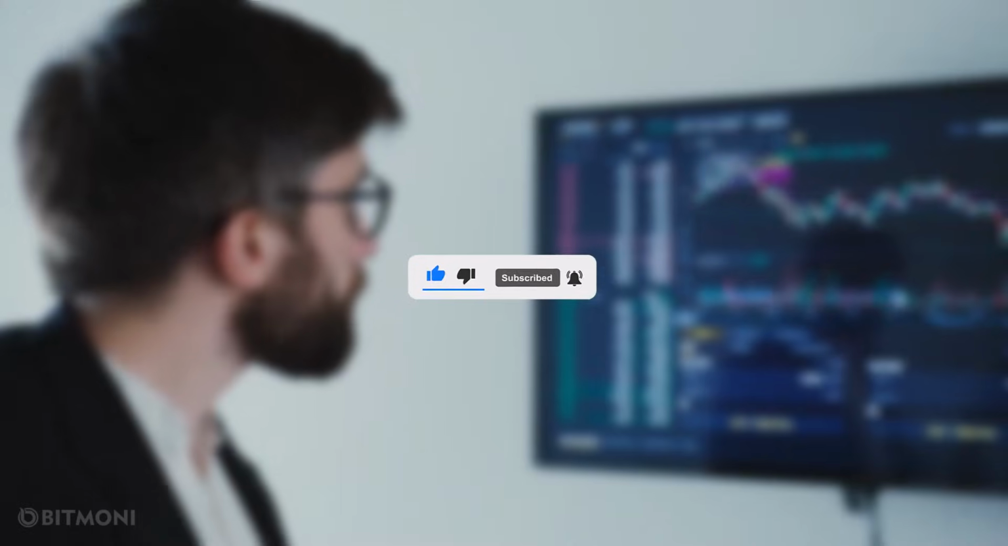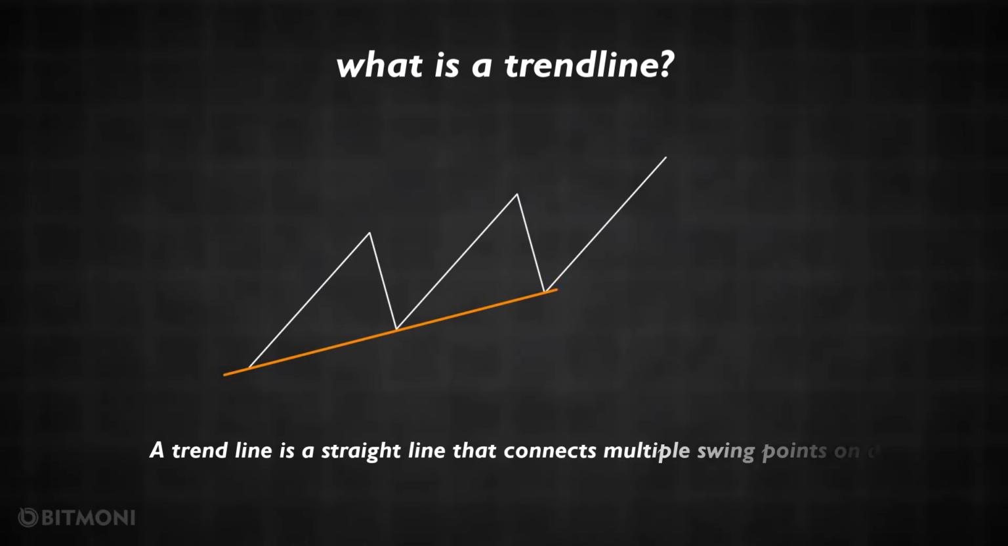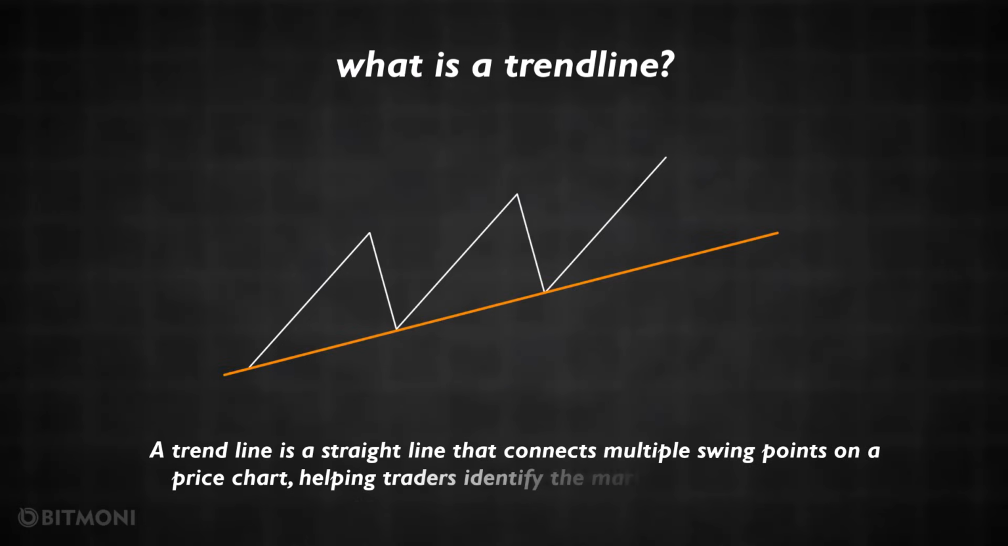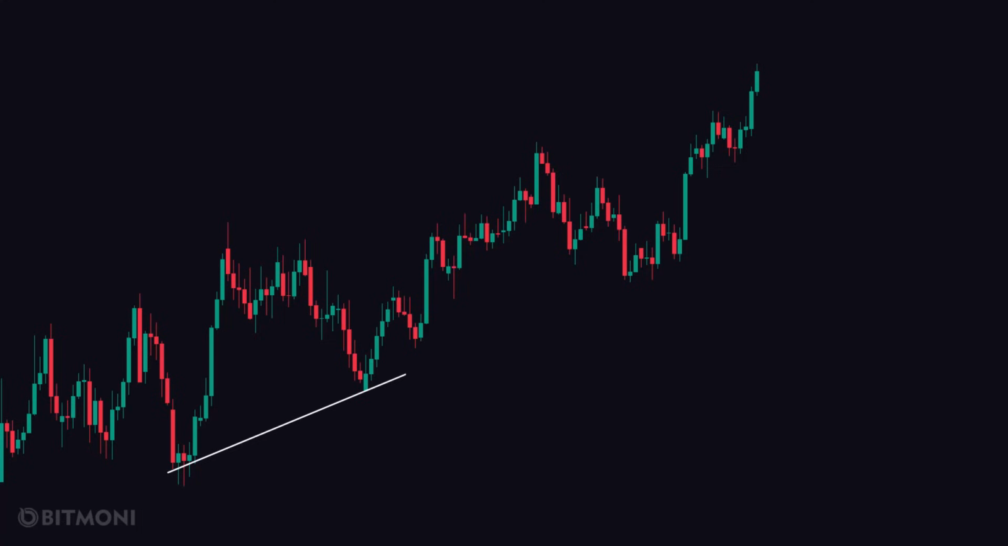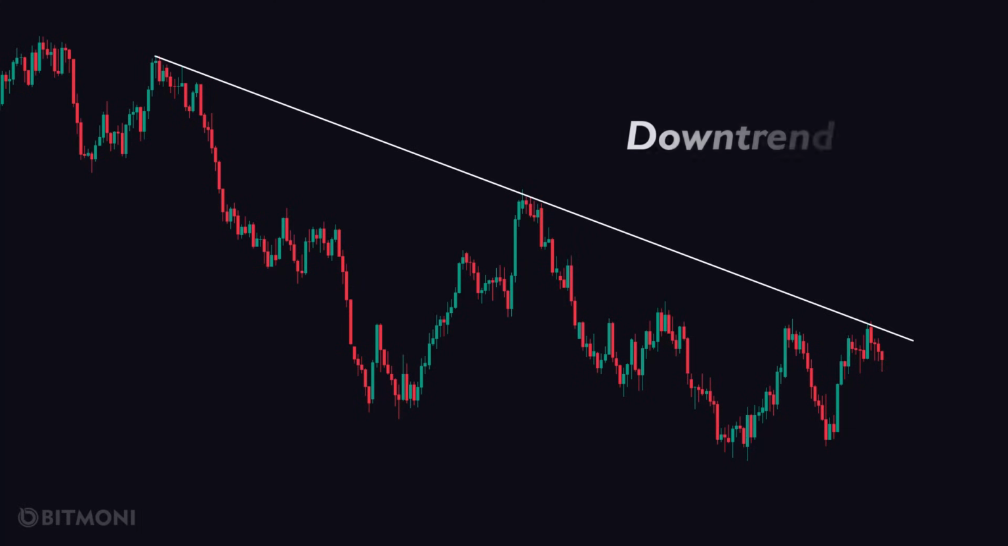Now let's get started. First, what is a trend line? A trend line is a straight line that connects multiple swing points on a price chart, helping traders identify the market's overall direction. For example, if we connect the swing lows and the trend line slopes upward, it indicates an uptrend. Conversely, connecting swing highs in a downward slope signals a downtrend.